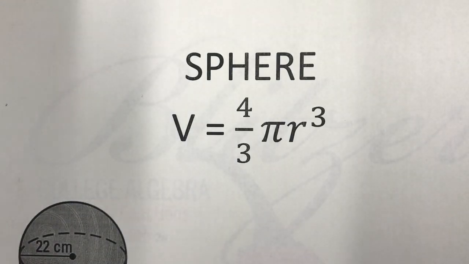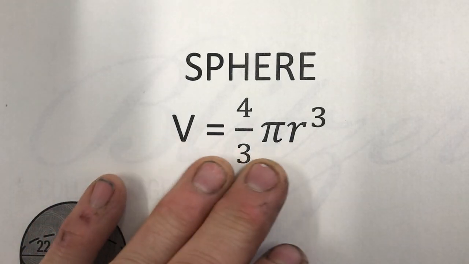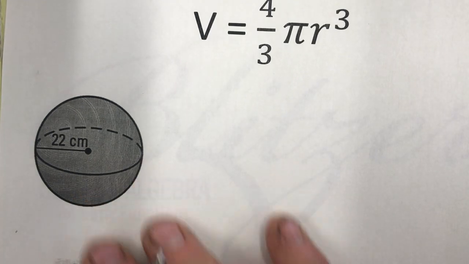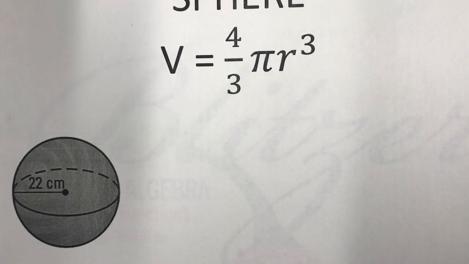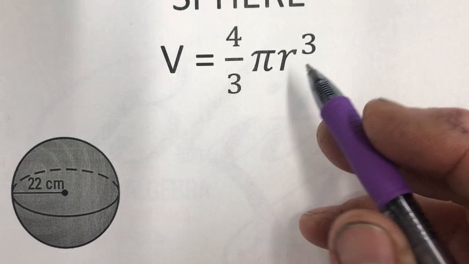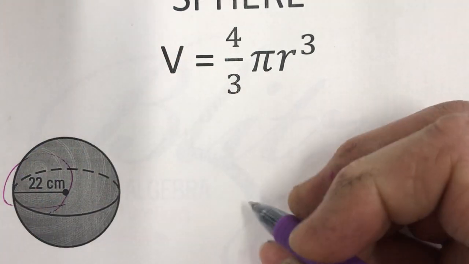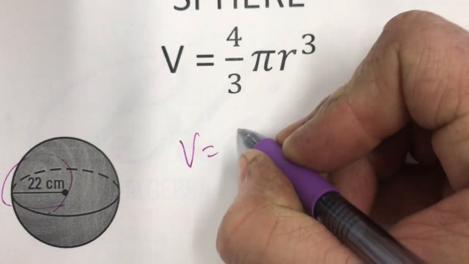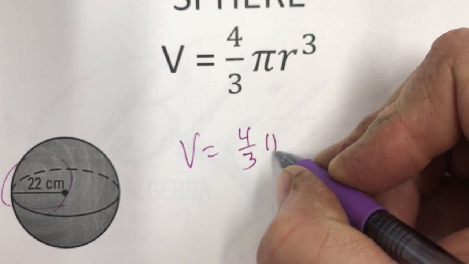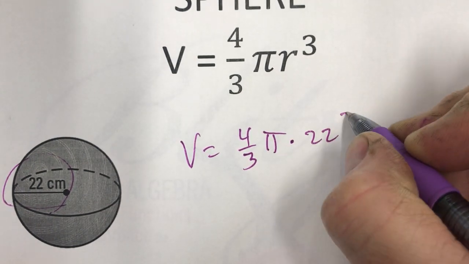Now a sphere, this is the volume of a sphere. A sphere is like a ball. Okay, so it's 4/3 pi r to the 3rd power. So in this one, my radius is 22. So this one's going to be 4/3 times pi times 22 to the 3rd power.